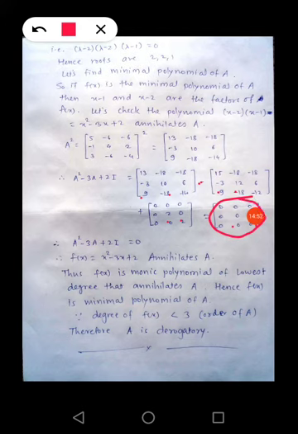Hence A square minus 3A plus 2I is equal to 0. That means f of x equal to x square minus 3x plus 2 annihilates A. This proves f of x is a monic polynomial of lowest degree that annihilates A. Hence, by definition, we can say that f of x is the minimal polynomial of A, and the degree of the minimal polynomial is 2 here. So the degree of f of x is less than 3, and 3 is nothing but the order of A, therefore A is derogatory according to the definition.